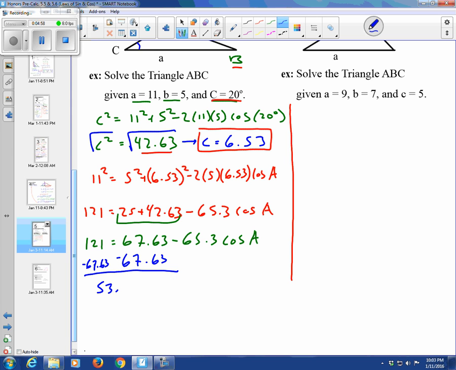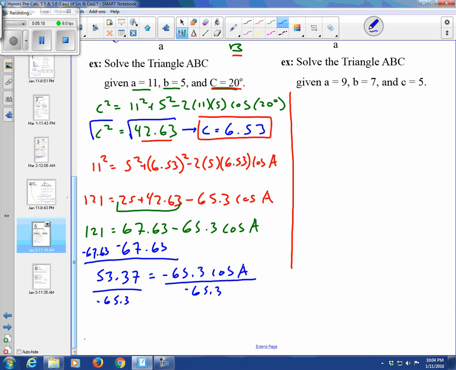We get 53.37 equal to negative 65.3 cosine of A, then divide by negative 65.3 on both sides.